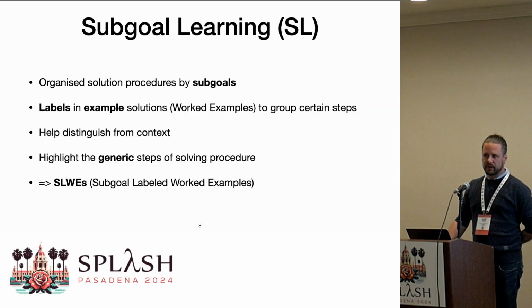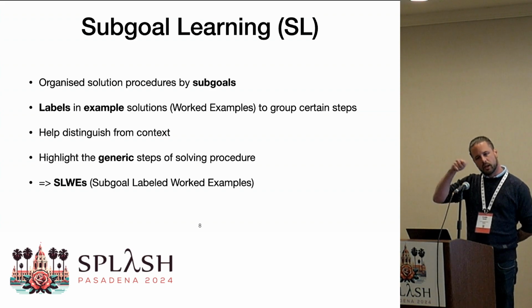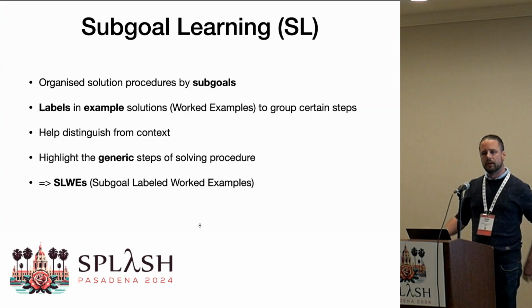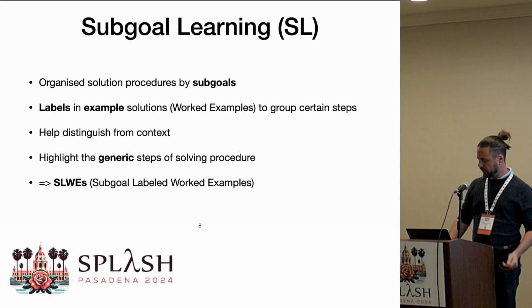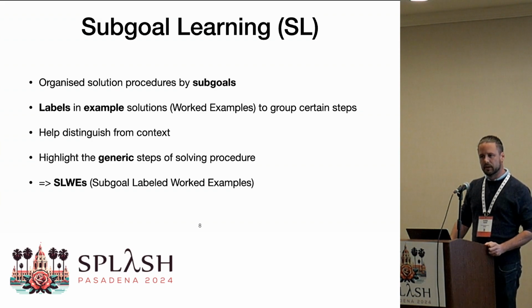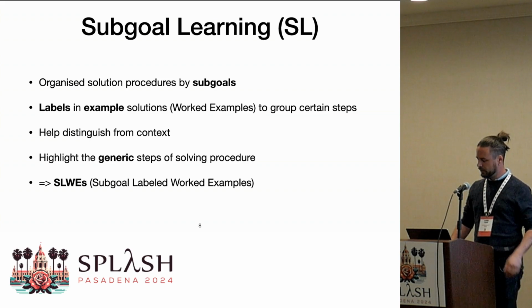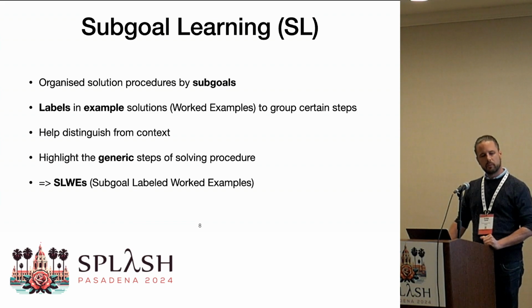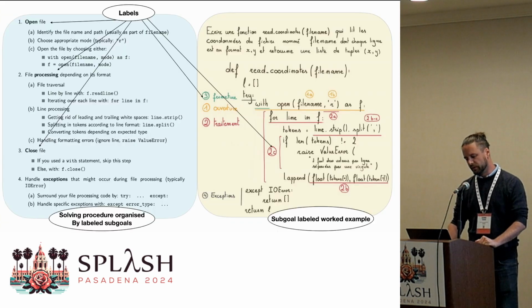So basically it's based on worked examples, where you show solved procedures to students, and in those solved procedures you highlight the steps that go together and label them with a subgoal. For example, for handling a file in Python, you would first open the file, then process the file, then close the file, handle exceptions. Those are labels that students can remember and reapply easily when they have another exercise with those kinds of concepts.